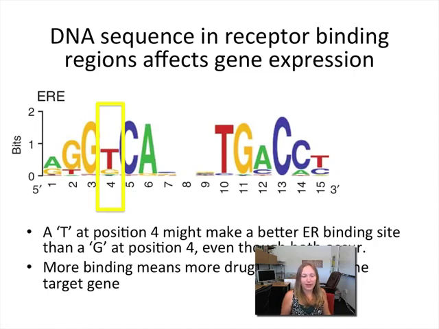Exactly what I'm trying to describe on this slide. If you look at position number 4, a T might make a better estrogen receptor binding site than a G, even though both occur. And more binding might mean a bigger drug response for that target gene.